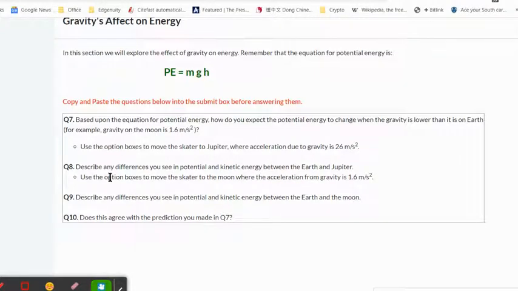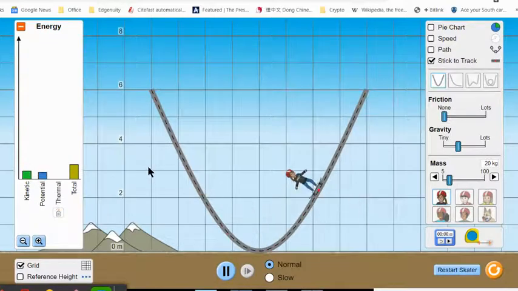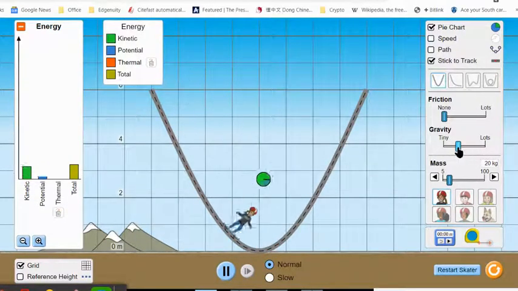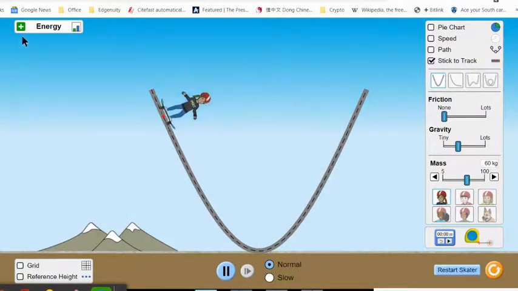Okay, so here. The gravity on the moon is 1.6 meters per second squared. So let's go back to here, where we have our pie chart. And let's reset it back. There we go.